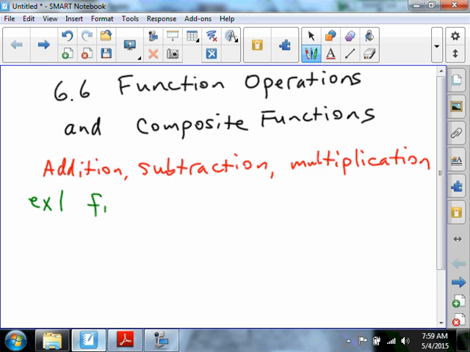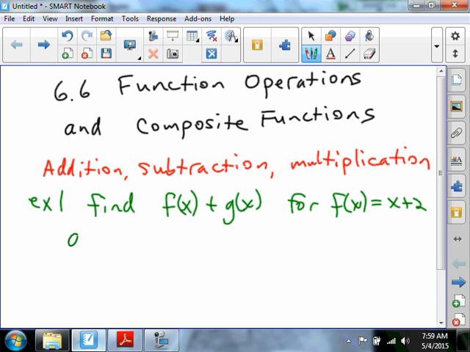Example 1: find f of x plus g of x for f of x equals x plus 2 and g of x equals x squared plus 3x minus 7. The good news about this particular section is it's really not going to be that bad. At least half of it shouldn't be. We're asked to add 2 functions together. The function f is defined by x plus 2. The function g is defined by x squared plus 3x minus 7. Making a few substitutions, I bet we could come up with the answer.